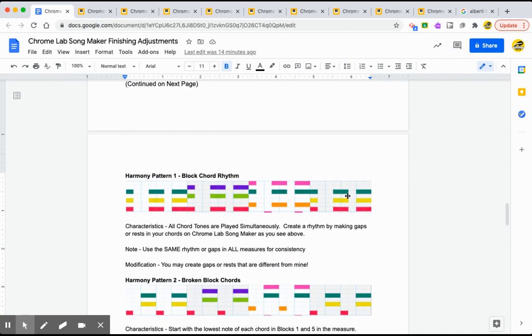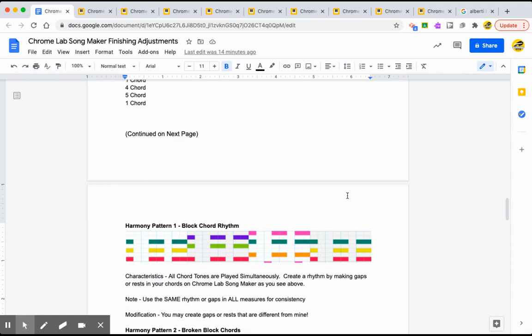My first harmony pattern is called the block chord rhythm. And characteristics for this are all chord tones are played simultaneously. So you can see that they're stacked. So all chord tones were played at the same time. And we're going to create a rhythm by making gaps or rests in the chords in Chrome Lab Song Maker.